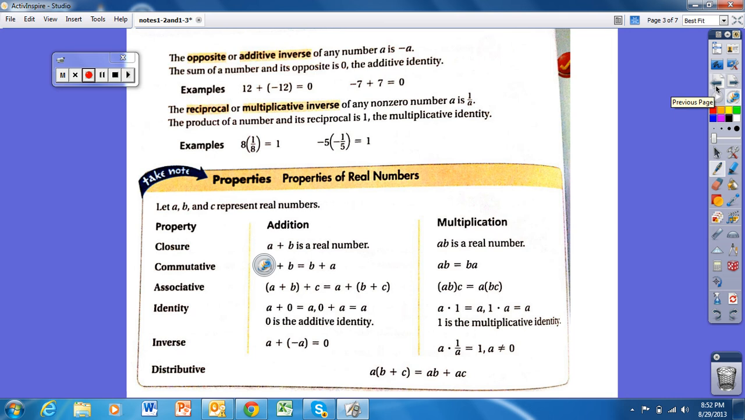The opposite or the additive inverse of any number A is -A. It's exactly how it sounds. If you have 5, the opposite or its additive inverse is -5. A reciprocal, also called the multiplicative inverse, is 1 over that number. So if A is your number, then 1 over A is your multiplicative inverse or your reciprocal. And notice that any number times its reciprocal gives you 1. The answer is always 1.